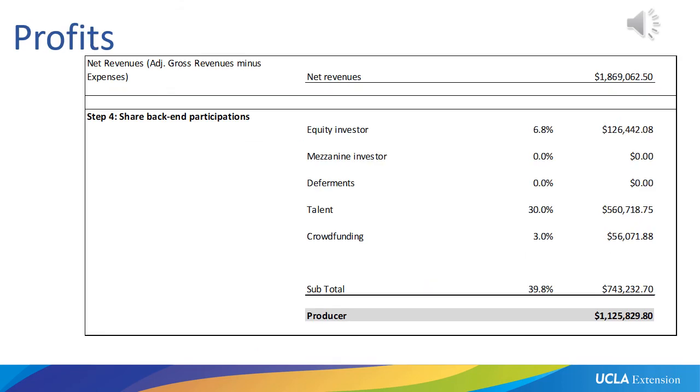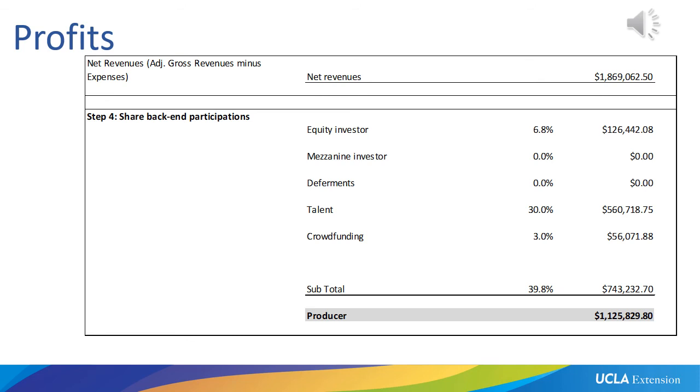So how do we share in our profits? Let's first figure out how we get to profits. And how we get to profit is we are taking all our revenues and we're deducting all our expenses. That gets us to our net revenues. So all our revenues were $21,568,750. All our expenses were $19,699,687.50. So if we're deducting, we are getting to a net revenue amount of $1,869,062.50. So now we're sharing the profits.